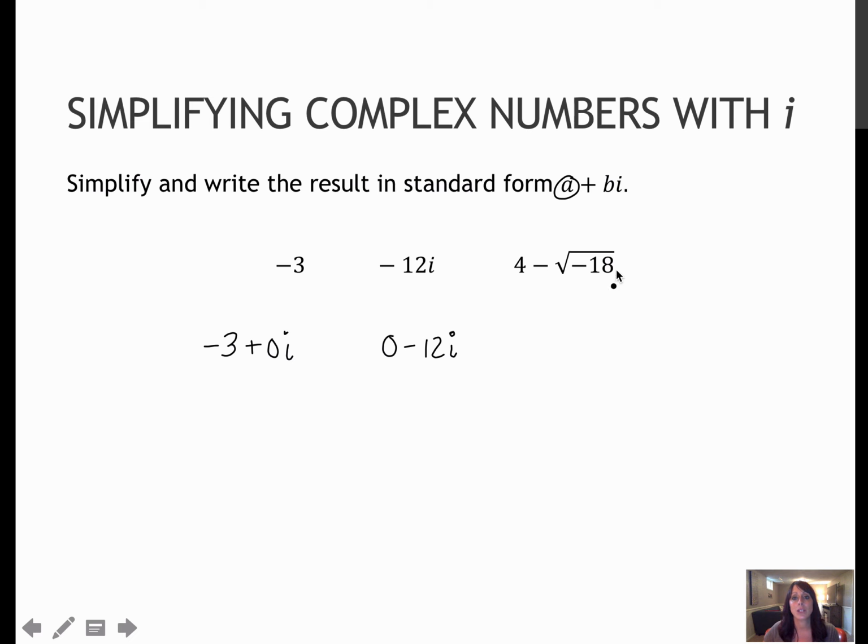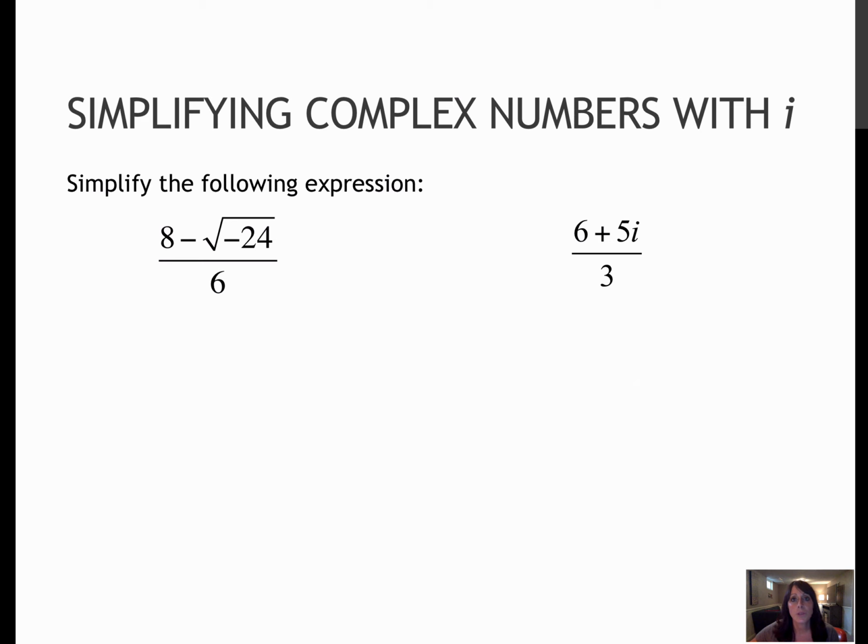For my last one, notice that this second part is not yet written as an imaginary, but it is the square root of a negative. So I would have the 4 out front. The square root of a negative brings the i out front. 18, again, I would break this into 9 and 2, which would give me 3 and i. So this would be a 3i on the outside and a radical 2 on the inside. So that would be my complex number. Here are a few more.